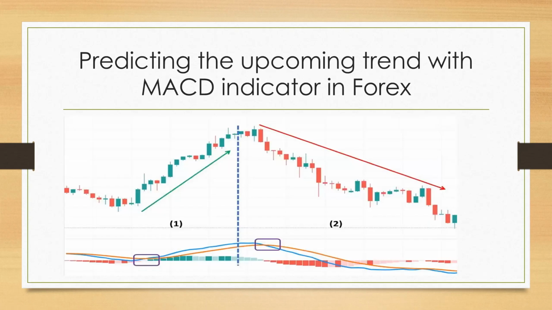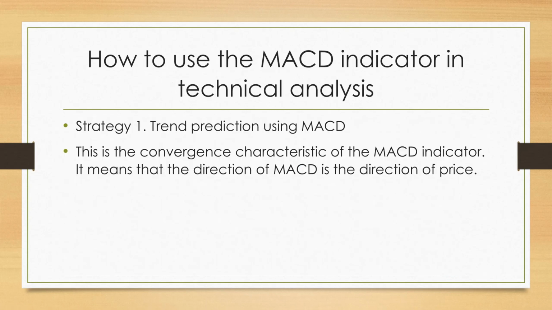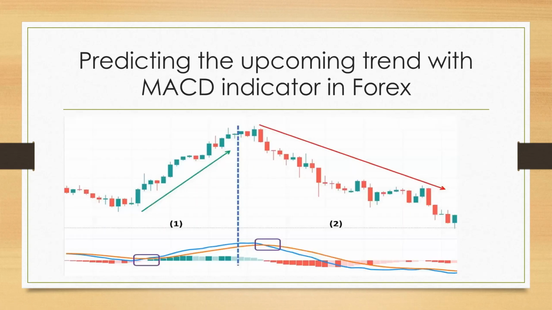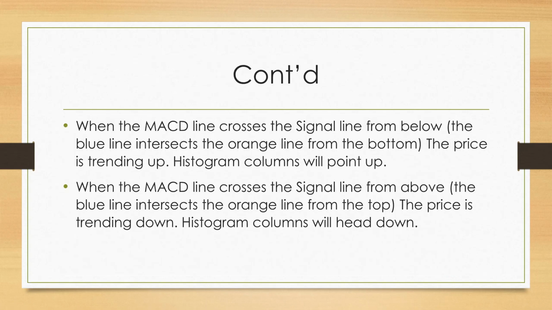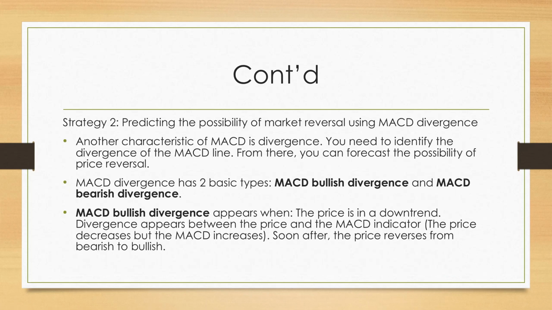So that was our first strategy, right? Trend prediction. We are looking at the trend as it relates to the line, the intersection, and our histogram. Our second strategy is predicting the possibility of market reversal using MACD divergence. So convergence, to converge, where they cross, we look at that here. But we're looking now to see divergence to indicate to us that the market is about to make a shift.